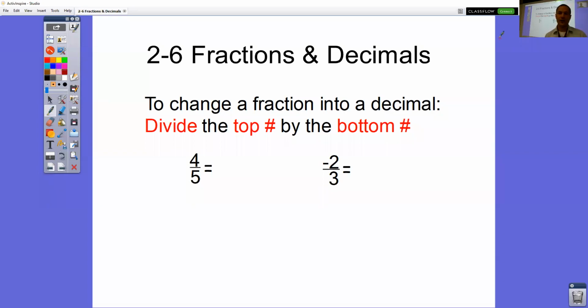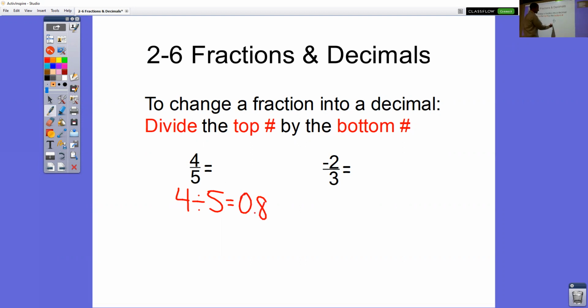This is the lesson for 2-6, solving equations that have fractions and decimals in them. To change a fraction into a decimal, you have to divide the top number by the bottom number. So to change a fraction like 4/5 into a decimal, you have to actually type into the calculator the top number divided by the bottom number.